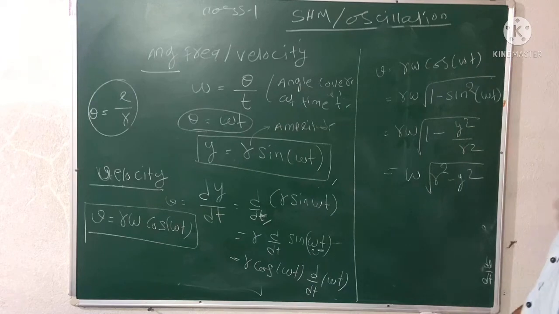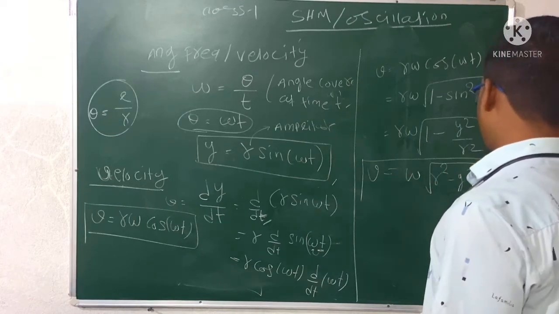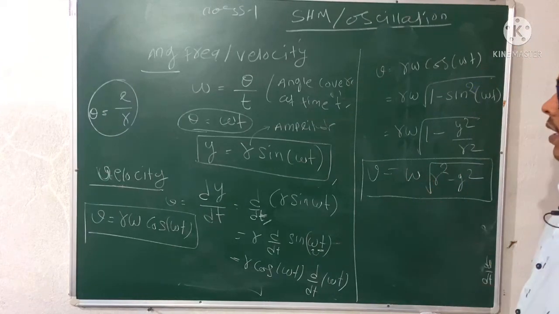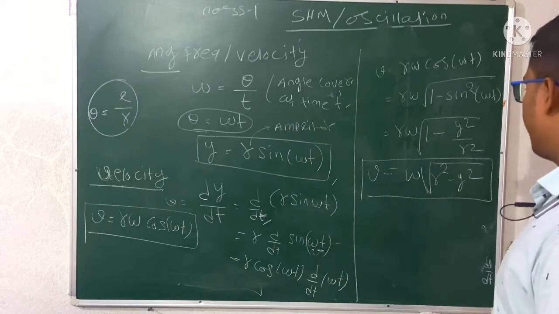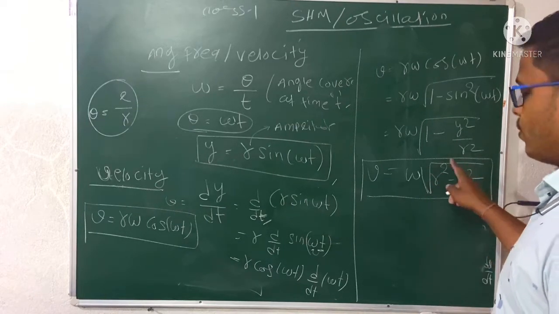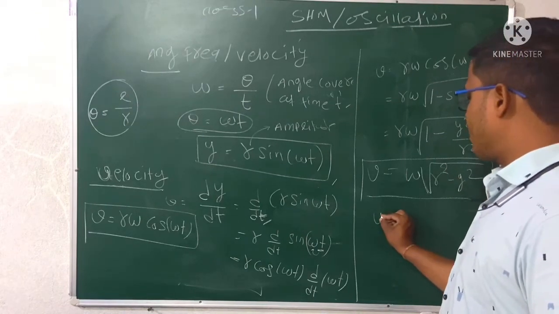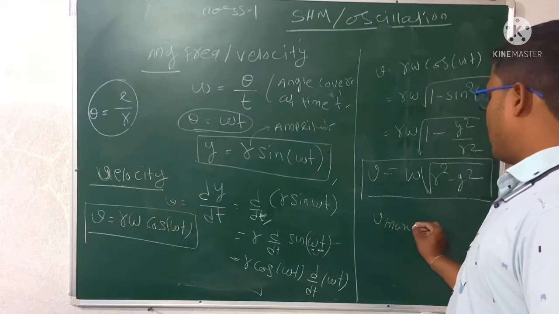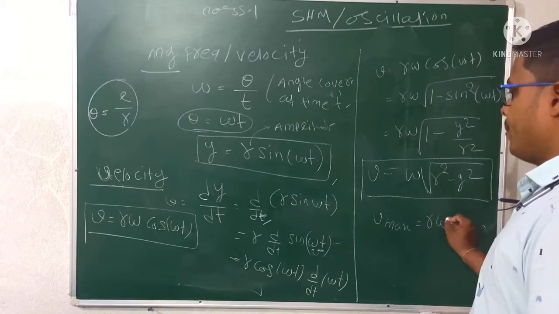So this is the expression of velocity in terms of your radius, position, and angular velocity. This is another expression of velocity: v equal to omega into the square root of r square minus y square. One square root is there. So what is the maximum value of velocity? Remember, this is equal to r omega.